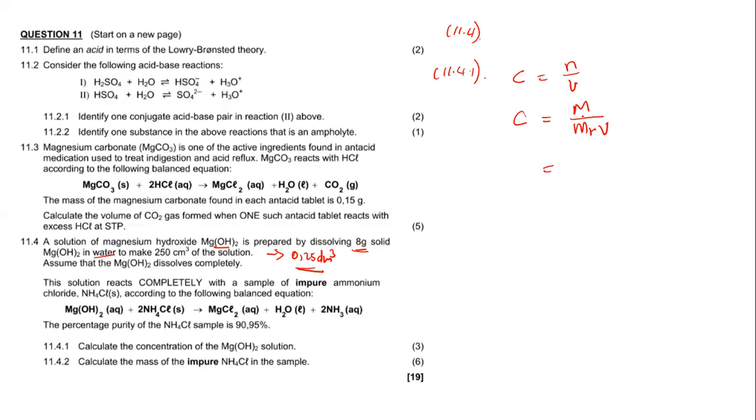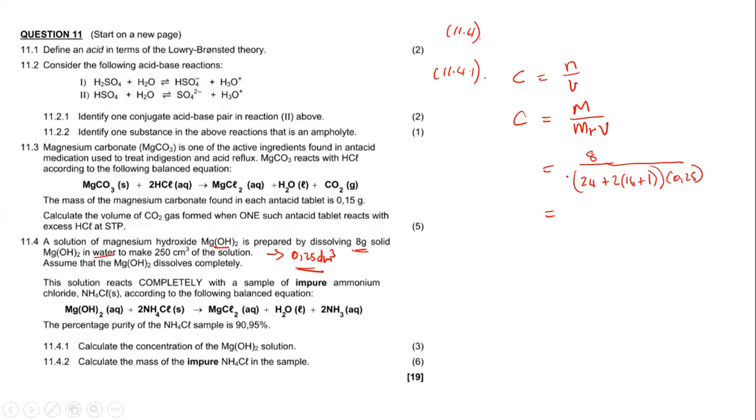Now, what is the mass of magnesium hydroxide? It is 8 grams. And what is the molar mass of magnesium hydroxide? Mg(OH)2. You go to your periodic table, magnesium is 24, so we say 24 plus 2, open bracket because of these 2. Oxygen is 16 and hydrogen is 1. Close your bracket. Let me extend my fraction, and then the volume in cubic decimeters is 0.25 dm³.